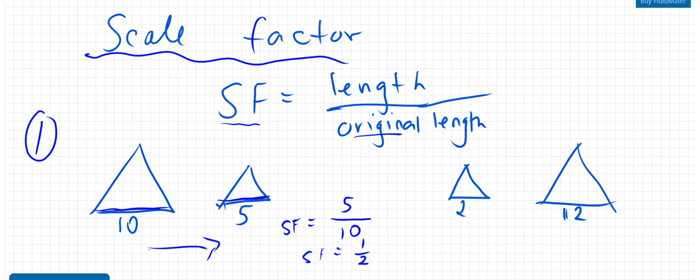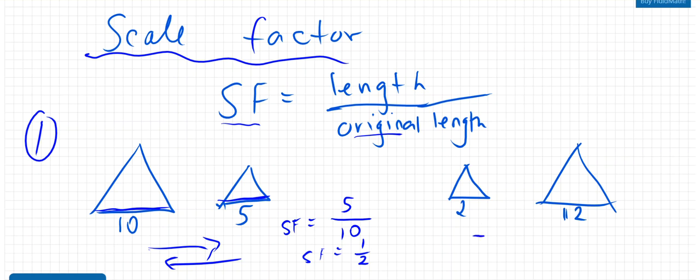If I was to go the other way, if I went from 5 to 10, it would have doubled. So I would have had a scale factor of 2 instead. But the question always asks you to start with a certain shape first. The other point is, whenever you're going from larger to smaller, your scale factor should be less than 1 because we're getting smaller. If we're getting larger, the scale factor should be greater than 1.